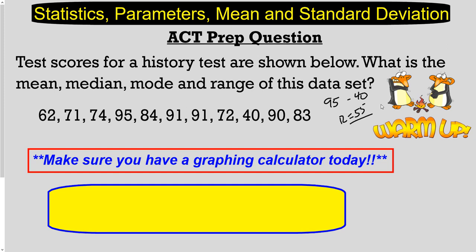The mode, kind of working backwards here, the mode is the most commonly occurring number. I only see one number that occurs twice. That's 91.